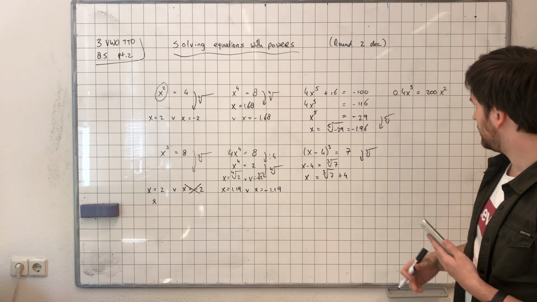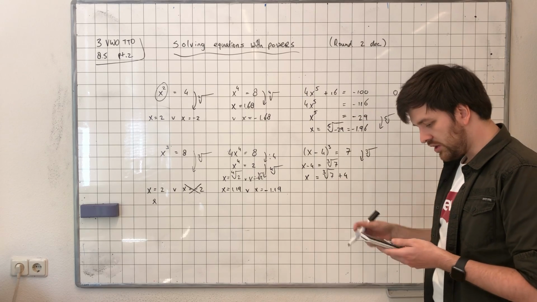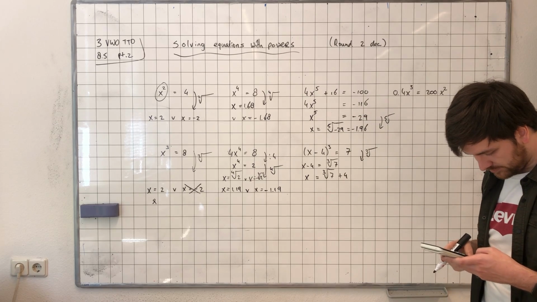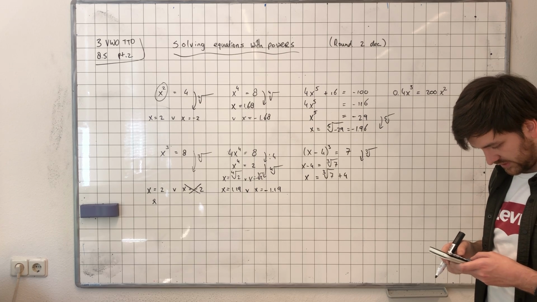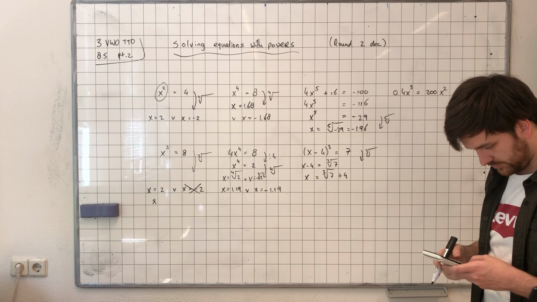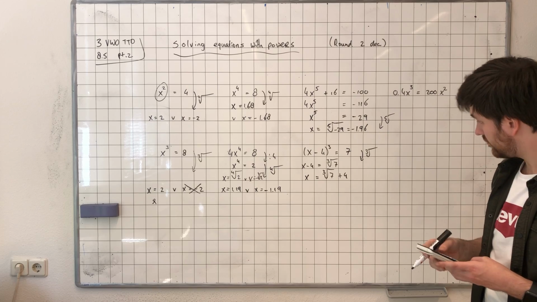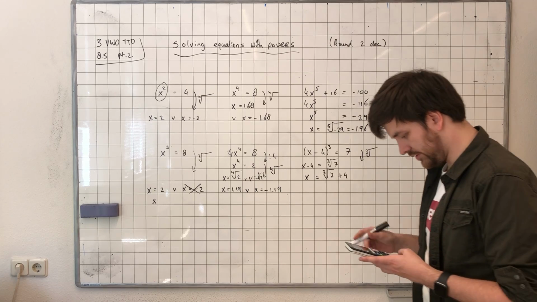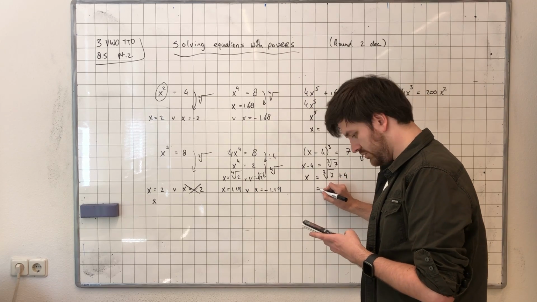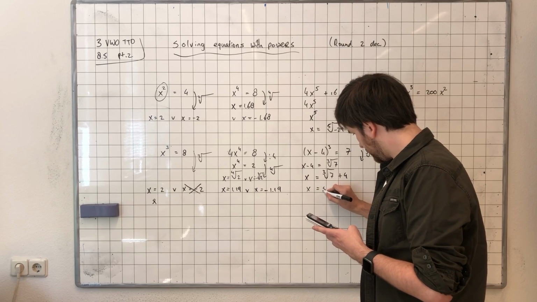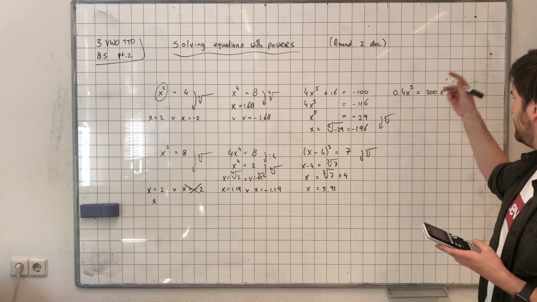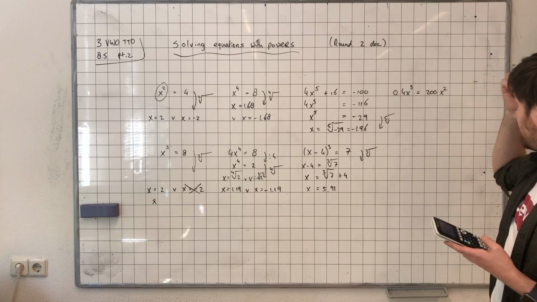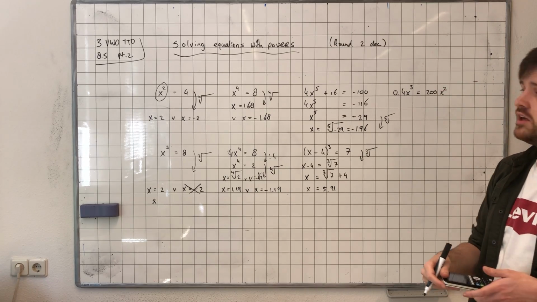exact solution, but since we're rounding to 2 decimals, you have to put this into your calculator, and then this gives us 5.91.